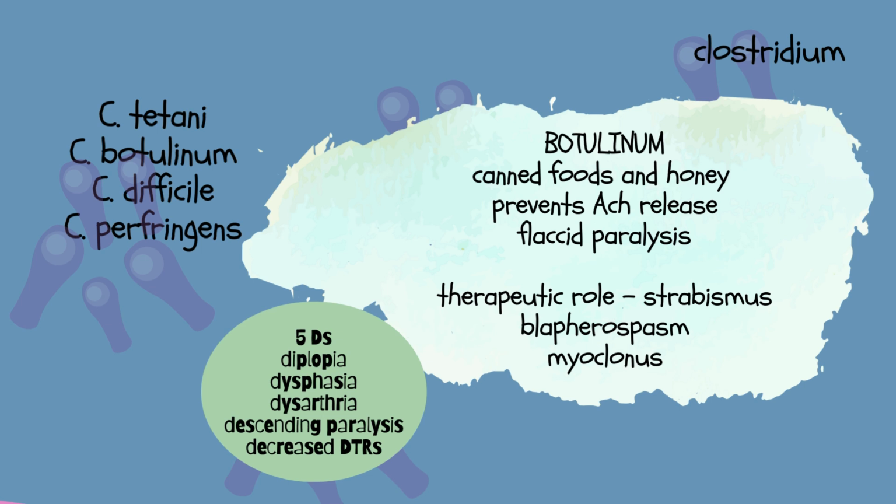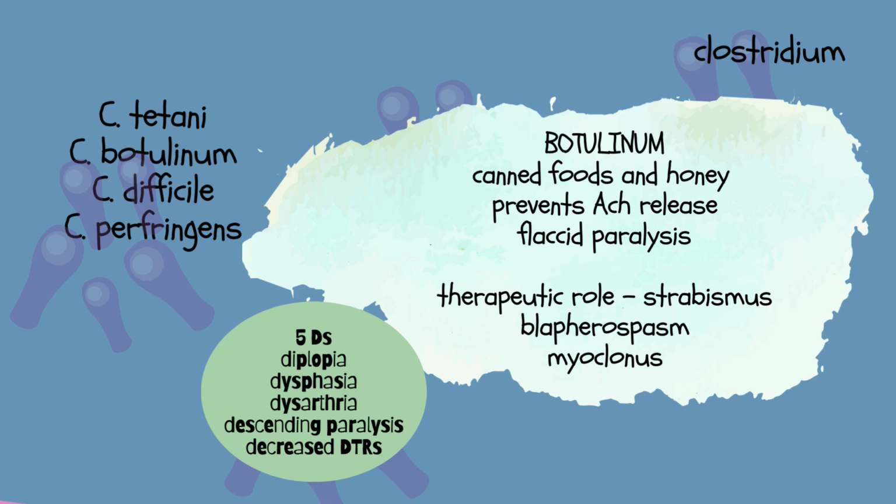Okay, coming to Clostridium botulinum, it is usually spread through canned foods and honey. They prevent acetylcholine release. Acetylcholine is a stimulatory neurotransmitter. So that has been prevented, so it causes flaccid paralysis. Okay, and this Clostridium botulinum has a therapeutic role. It can be used in strabismus, blepharospasm, and myoclonus.